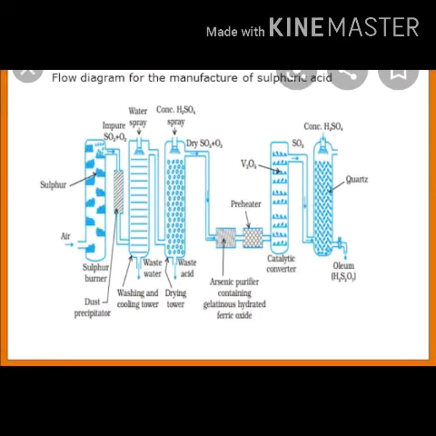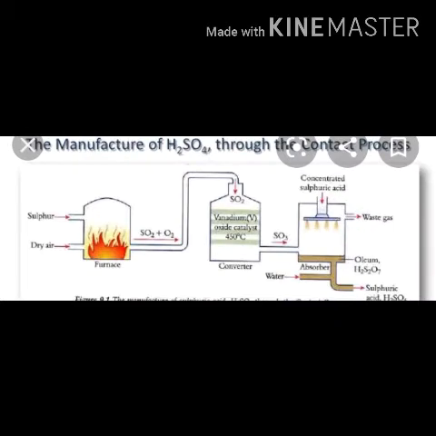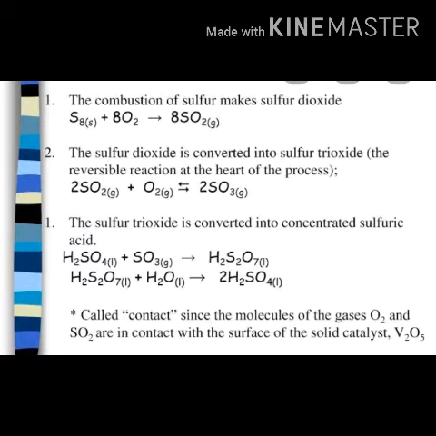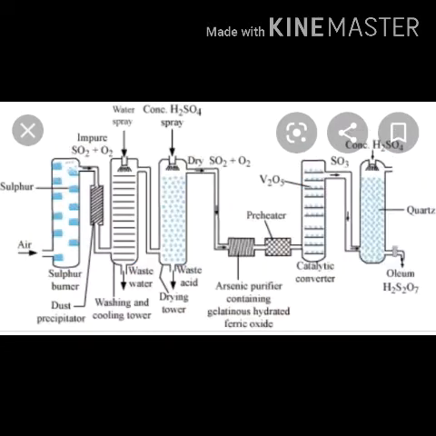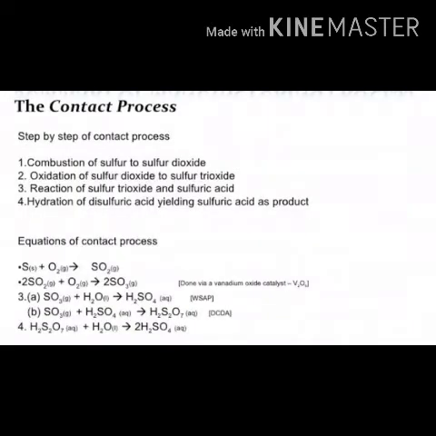The steps of industrial preparation of H2SO4 by contact process. First step: sulfur or iron pyrites burn in presence of oxygen and produce sulfur dioxide, that is S + O2 changes into SO2, or 4FeS2 + 11O2 changes into 2Fe2O3 + 8SO2.